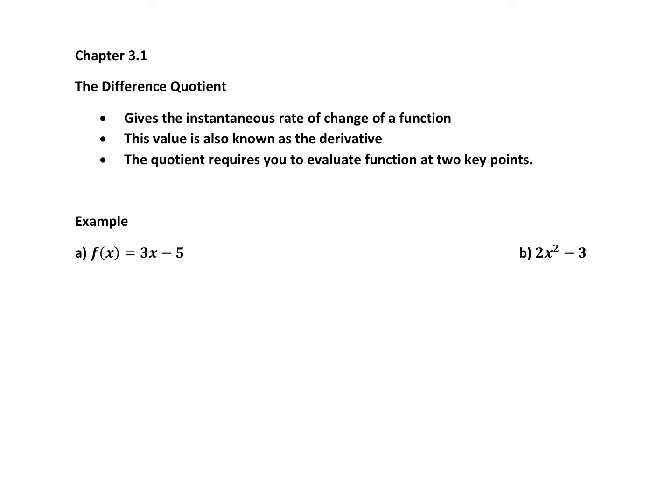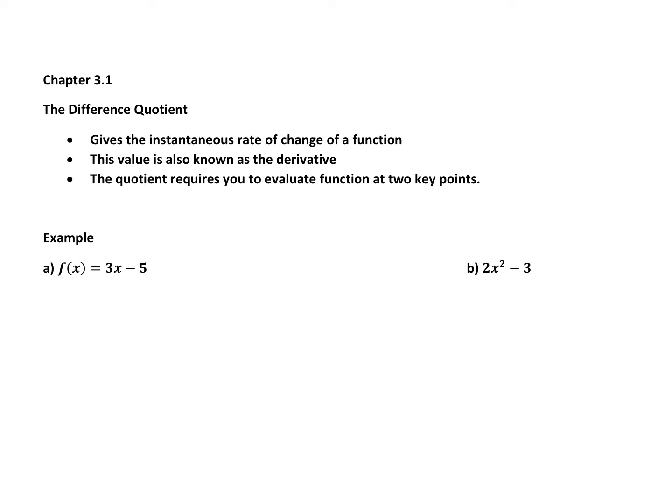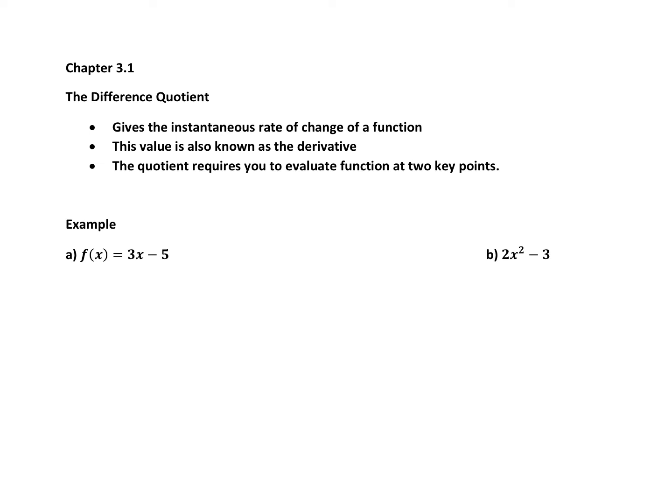In this video, we're going to talk about finding the difference quotient. The difference quotient just gives you the rate of change of a function at some instantaneous point. That's also known as a derivative. When we talk about this word rate of change, literally what we're talking about is what we call our slope.